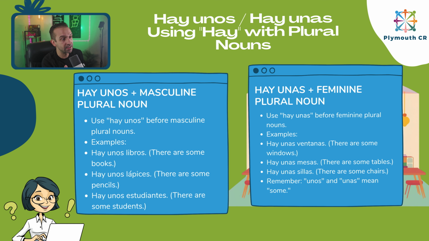"Hay unos lápices," there are some pencils. And "hay unos estudiantes," there are some students. Again, we're just saying some, we're not specifying the number, and these are masculine. Then on the feminine side, we have "hay unas ventanas," there are some windows. "Hay unas mesas," there are some tables. "Hay unas sillas," there are some chairs. Unos and unas means some.